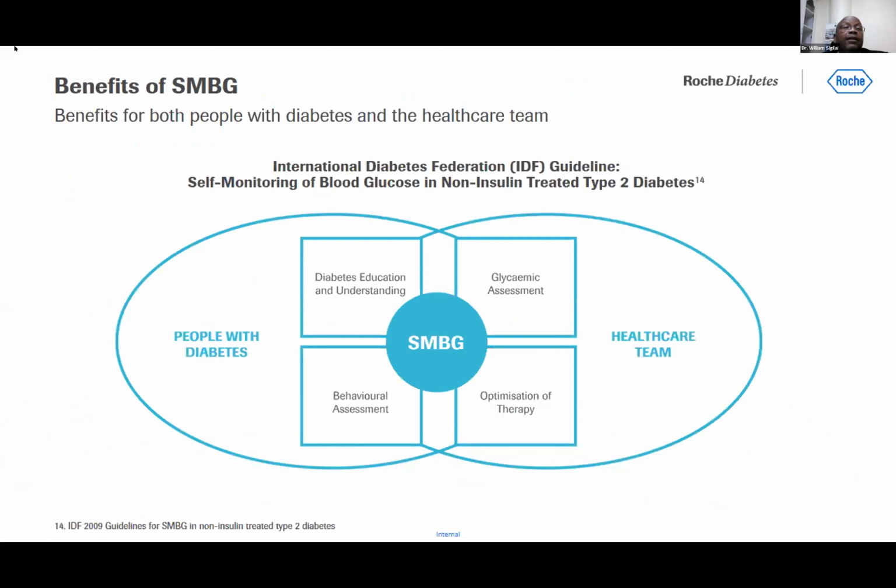Now, the benefits are here of SMBG, self-monitoring of blood glucose, for both the patients and the healthcare team. So according to the IDF, this has been charted to show you where SMBG sits in the middle of these activities. It is central to the diabetes education and understanding, assessment of blood sugar, optimization of therapy, and behavioral assessment. And on either side, we have the patients we are serving and the healthcare team. So you can see the preeminent role of the SMBG, which helps these teams to understand what is going on.